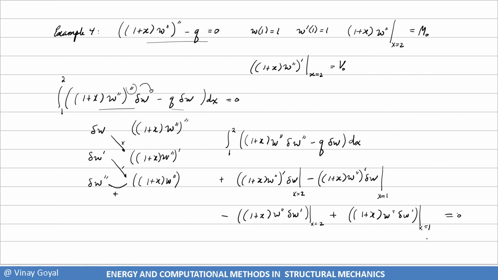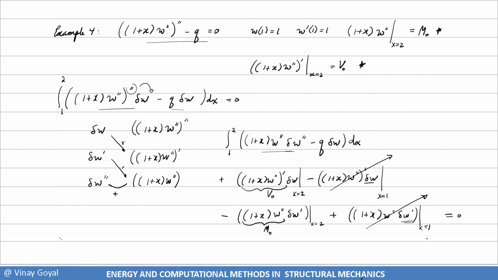And now let's examine this carefully. So W at 1 is 1. And so that means that this del W is 0 because W1 is specified. W prime at 1 is 1, so this is also 0 because W prime is specified at that boundary. And then here, clearly, this right here is provided to us in this boundary condition, so that's M naught. And this is provided to us in the boundary condition, so that's V naught. So then this one is easy.